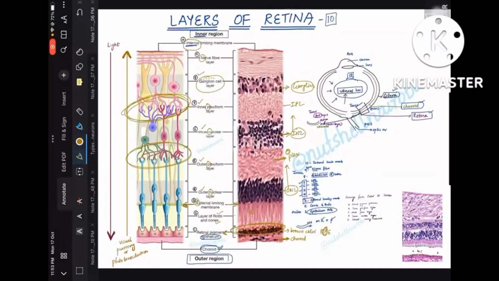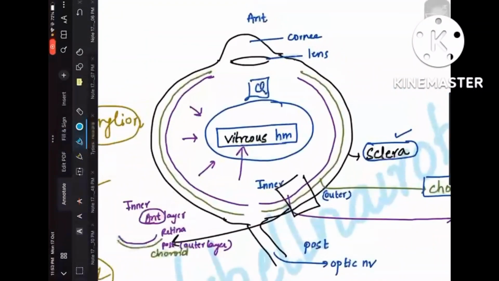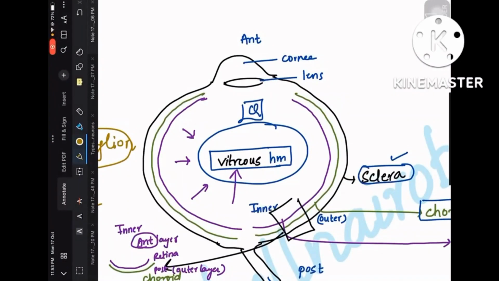Now that you have understood all the layers, let me explain one concept for you. So the direction of light, look at this guys. The direction of light is from inner to outer region. Let us go to the first diagram again. So see guys, this is your eye, right? Whenever you open your eye, the light strikes in this direction. So it passes through all these layers, the vitreous, and then strikes the retina.